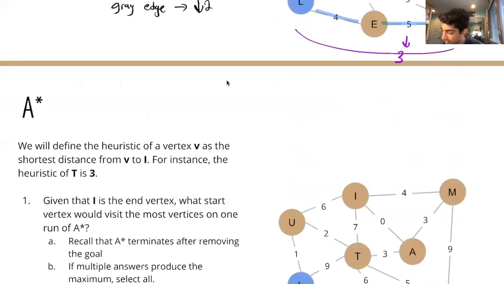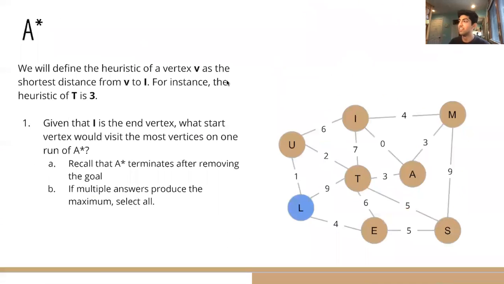Nice, okay. So the next one is A star. So for A star, we're going to define the heuristic of a given vertex as the shortest distance from that vertex to I. Okay? So the heuristic of T in this instance would be 3 because the shortest distance of T to I is 3. Okay?